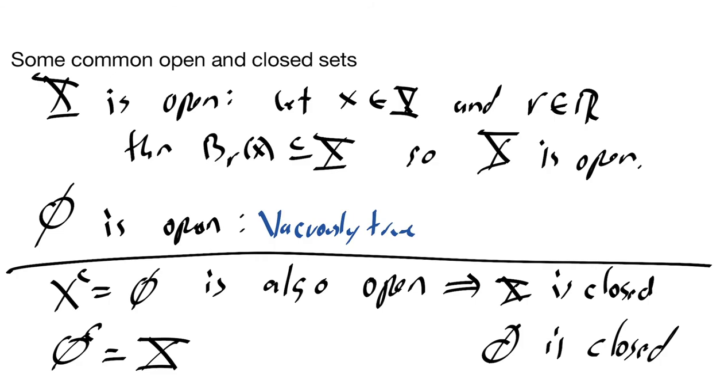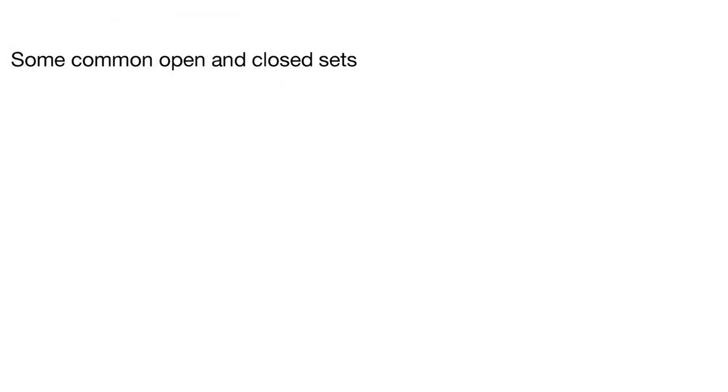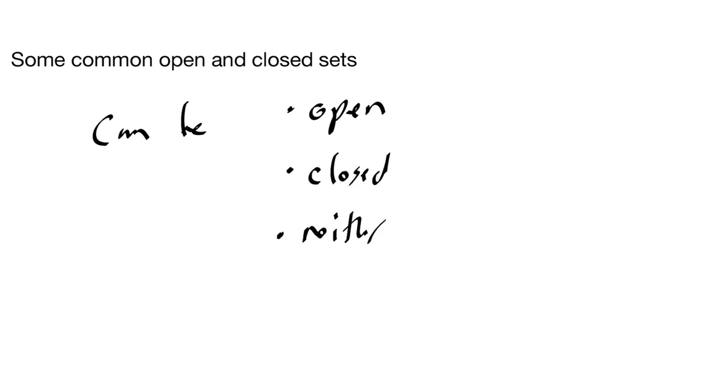So there exist sets of all four types. Sets, as I said, are not like doors. Sets can be open, they can be closed, they can be neither, or they can even be both open and closed. Some people like to call those clopen sets. I'll let you decide if you think that's a phrase worth keeping in your vocabulary.